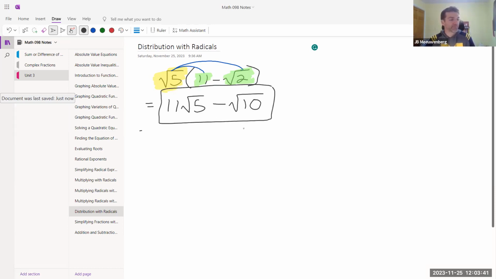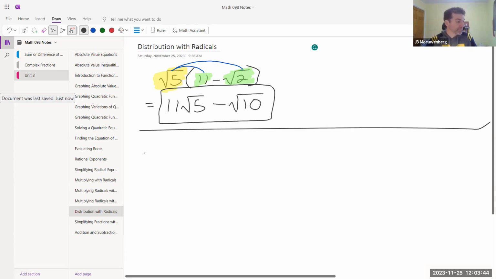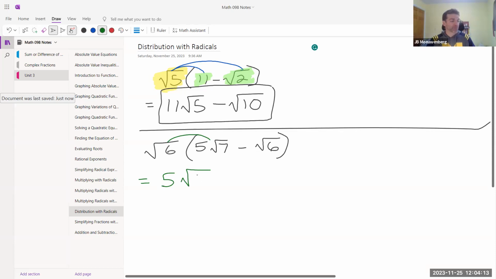That is it. Next, radical 6 times 5 radical 7 minus radical 6. So again, we have a single term out front, two terms inside. So we'll distribute radical 6 times 5 radical 7. So what's happening there? We have a coefficient. That's just going to stay out front. We have the 6 times the 7. We're going to multiply those. 42.